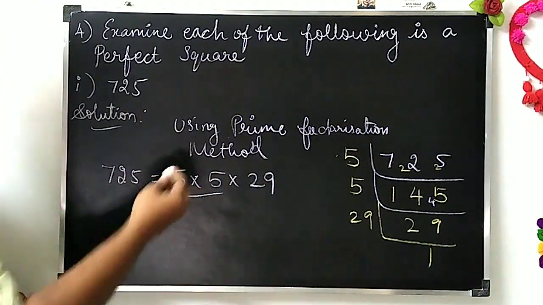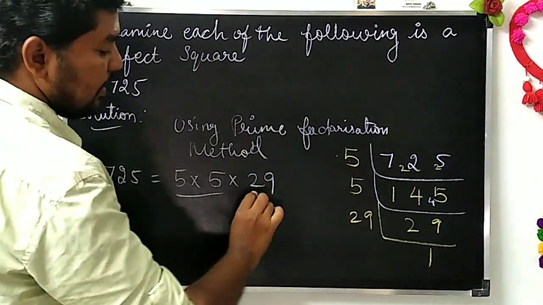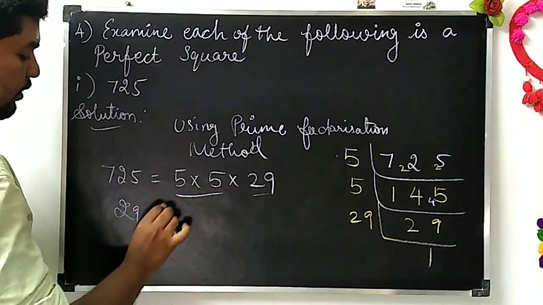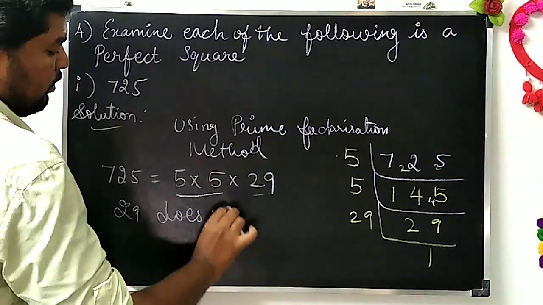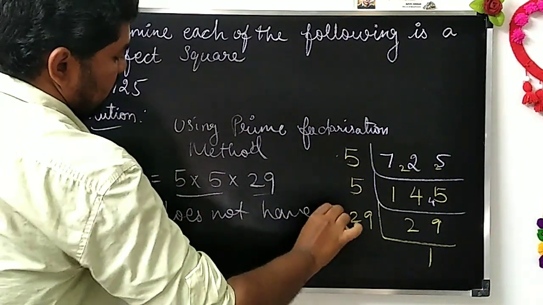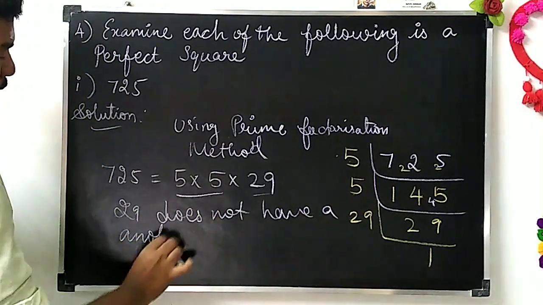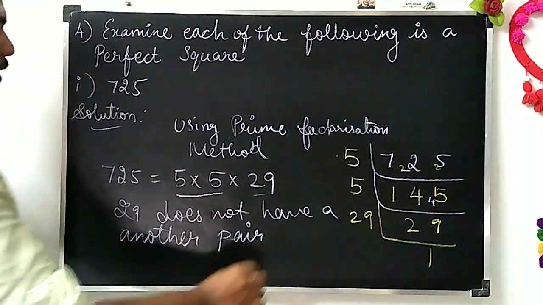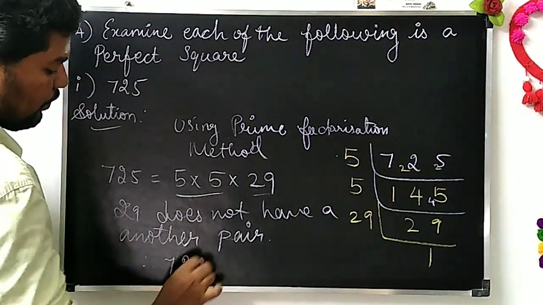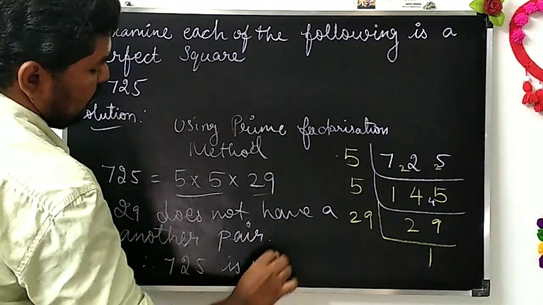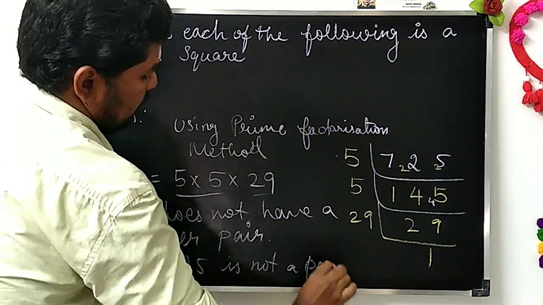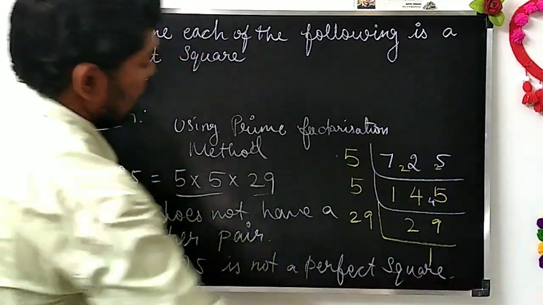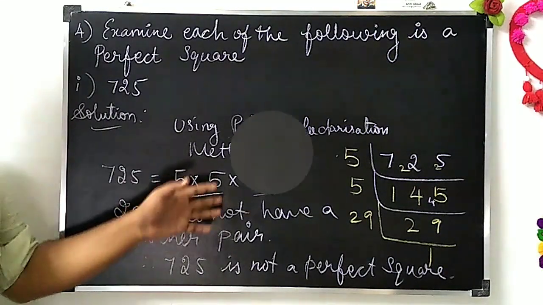Here 5 has one pair, but 29 does not have any pair. So 29 does not have another pair. So 725 is not a perfect square. Okay, I understand. Very easy question only.